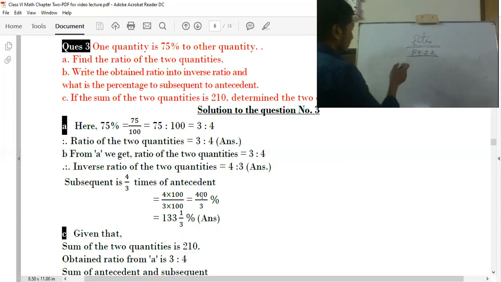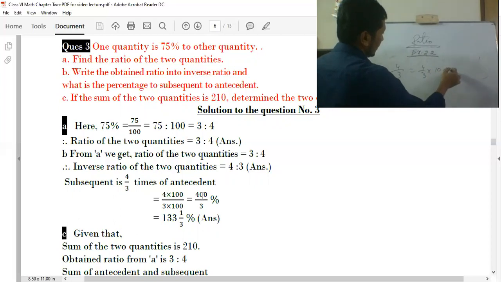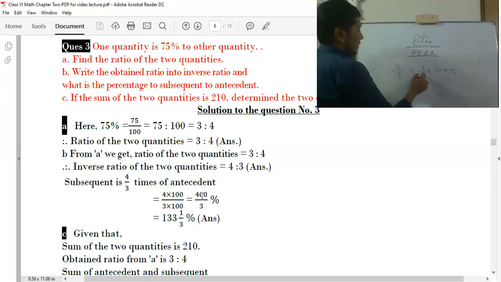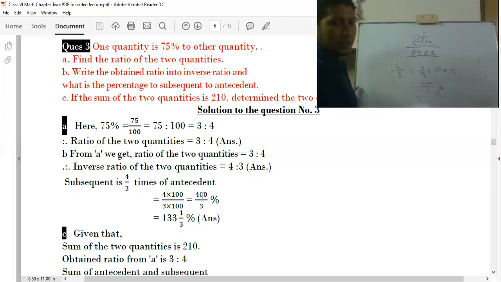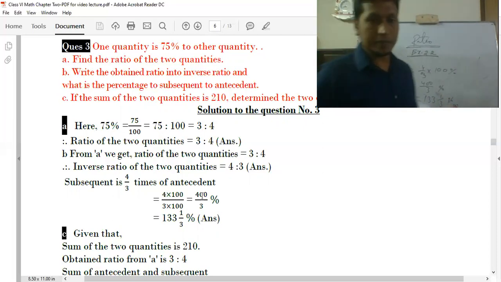So 4/3 can be written as 4/3 into 100%. There is another way: if we multiply any fraction by 100%, it will be converted into a percentage. So it is 400 by 3%. That is, the answer will be 133 whole 1/3%. Answer. So part B, very easy.